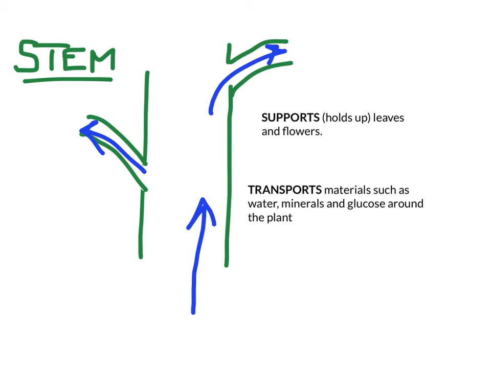It also transports the dissolved minerals up from the roots, which the plant needs to grow and to keep healthy. And the other thing it transports is the glucose that's made in the leaves back into the plant. Now, the glucose is really important for the plant because that's what it uses for energy.